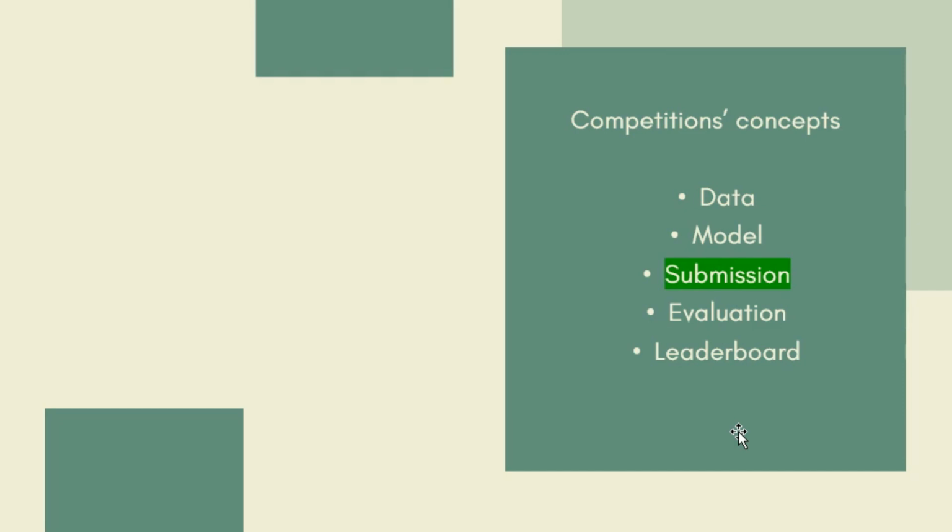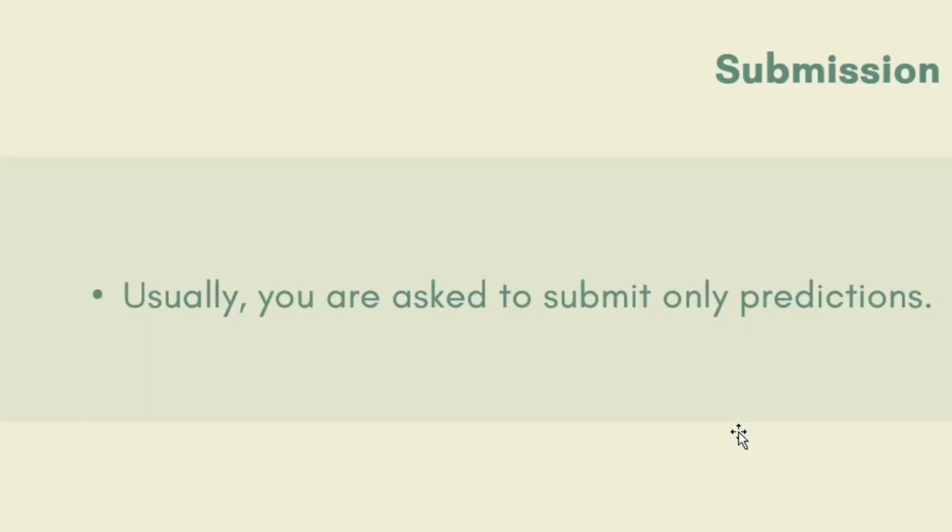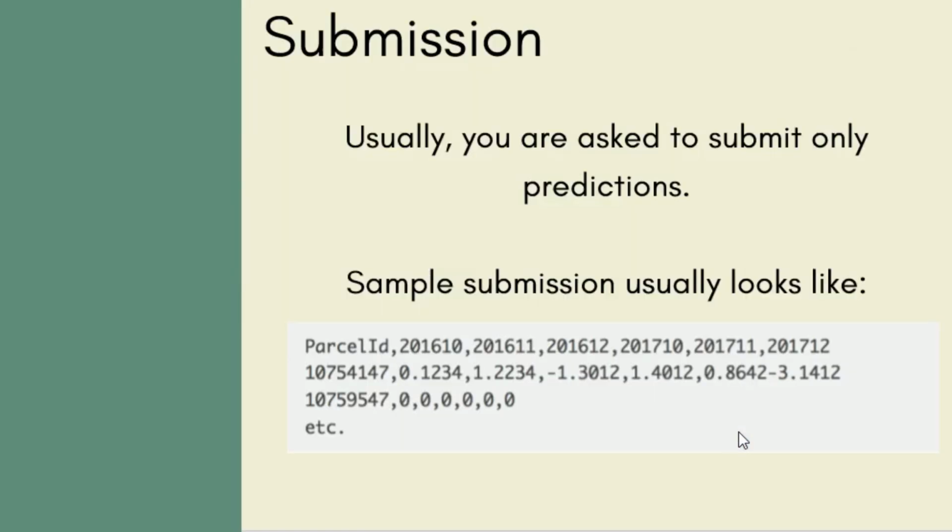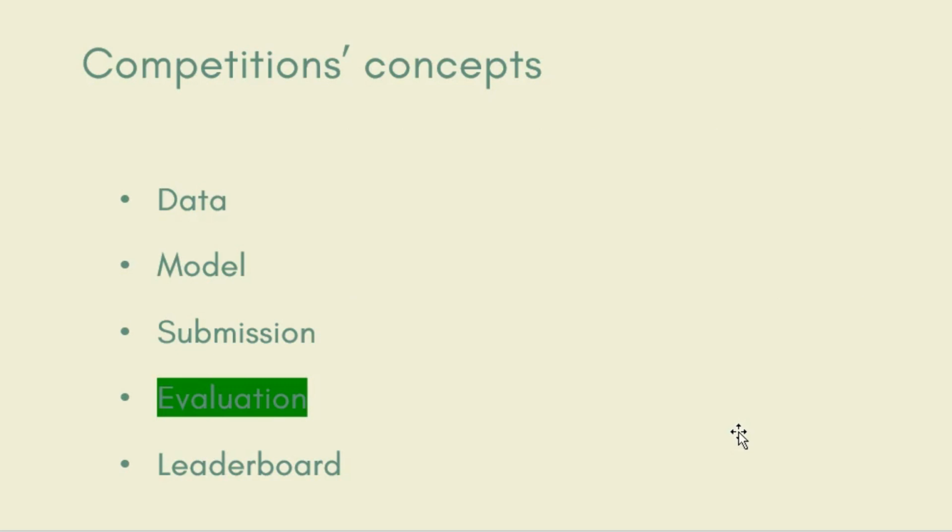Often, organizers also provide a sample submission, an example of how the submission file should look. Look at the sample submission from this competition. In its first column, we must specify the ID of the object and then specify a prediction for it. This is a typical format that is used in many competitions. Now we move on to the next concept, the evaluation function.